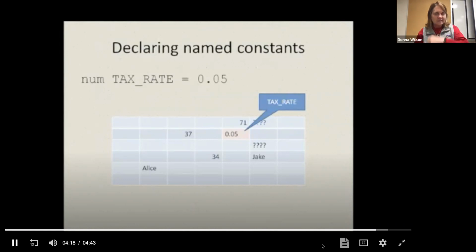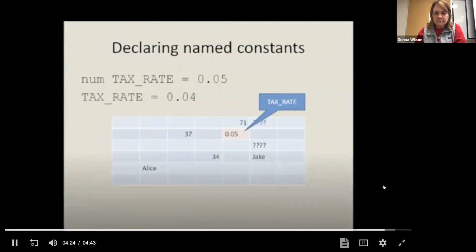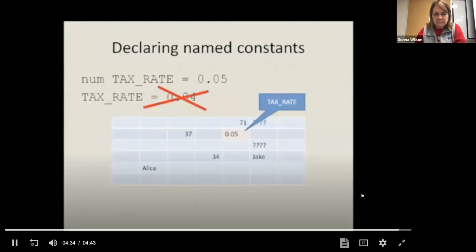Stored in memory. You might attempt to change its value by making a statement such as tax rate equals 0.04. That's illegal. A constant is intended never to change. That's an overview of variables and constants.